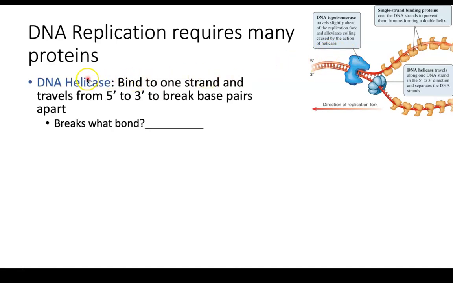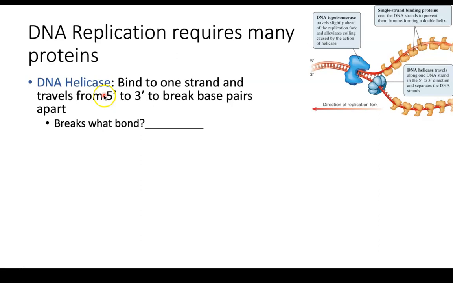The first protein or enzyme, because you see the ase at the end, is called DNA helicase. DNA helicase is going to bind to one strand, and it's going to travel from 5' to 3' to actually break those bases apart. A few reminders: DNA does replicate only in the 5' to 3' direction. That's very important. We've already talked about it, but it only replicates from 5' to 3'.